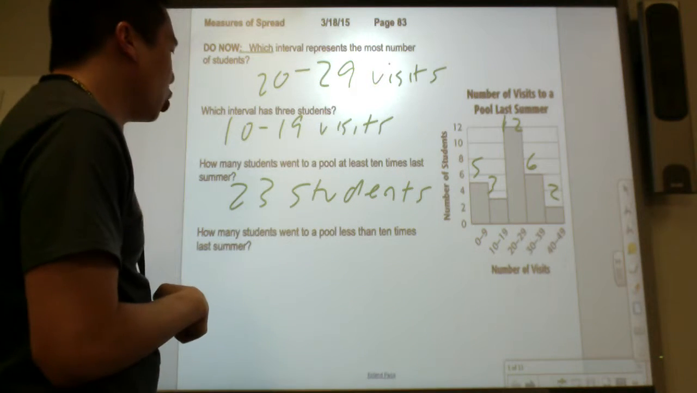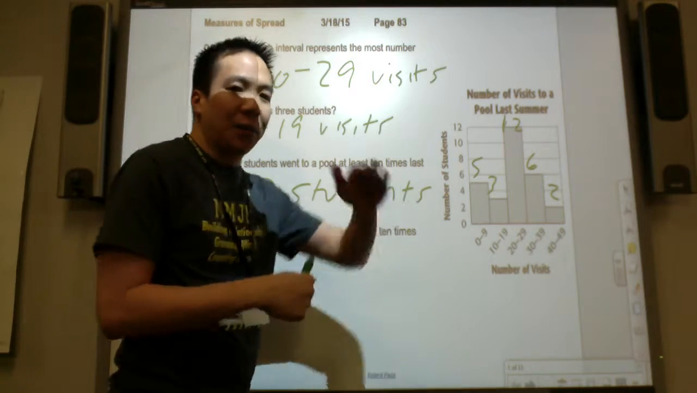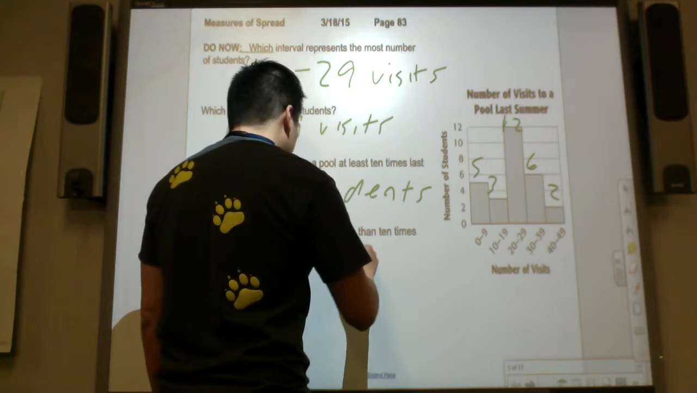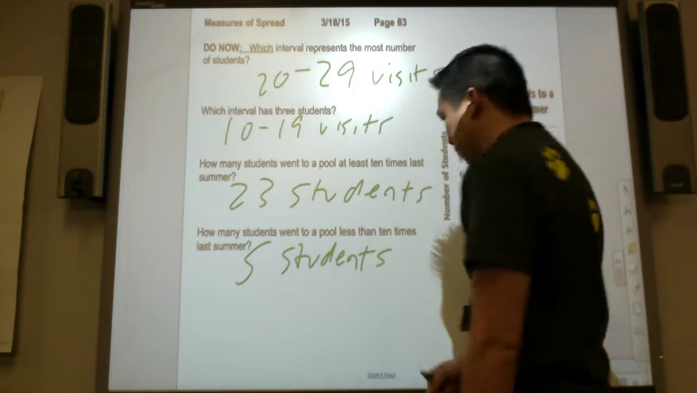How many students went to a pool less than 10 times? That means less than, below. So that's 5 students. That is a histogram.